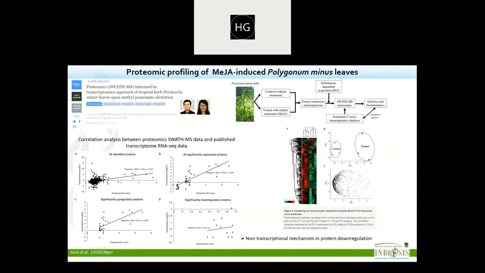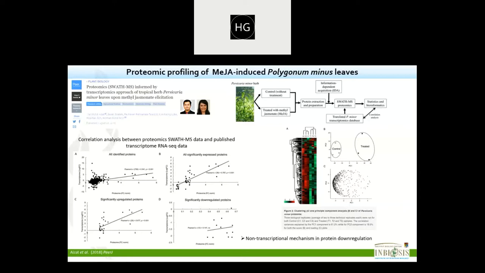We also proceeded with proteomic profiling with the help of Dr. Aizat, and we found that the significantly downregulated proteins are actually not correlated with the changes in the transcripts. Hence, the downregulation of the protein is actually due to post-transcriptional regulation, probably by protein degradation rather than control at the transcriptional level.